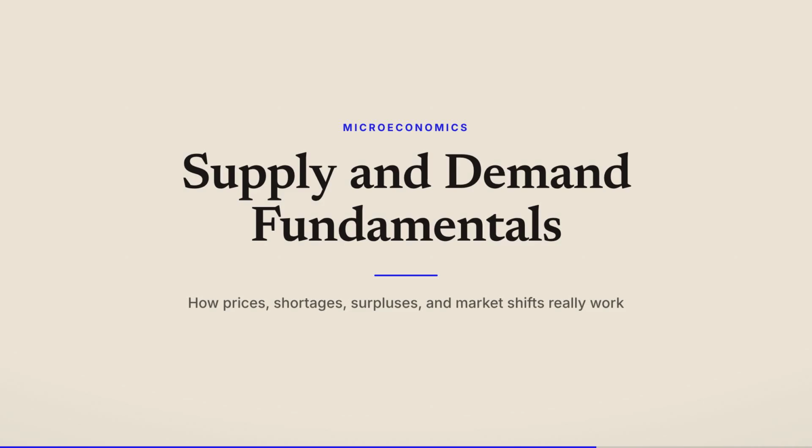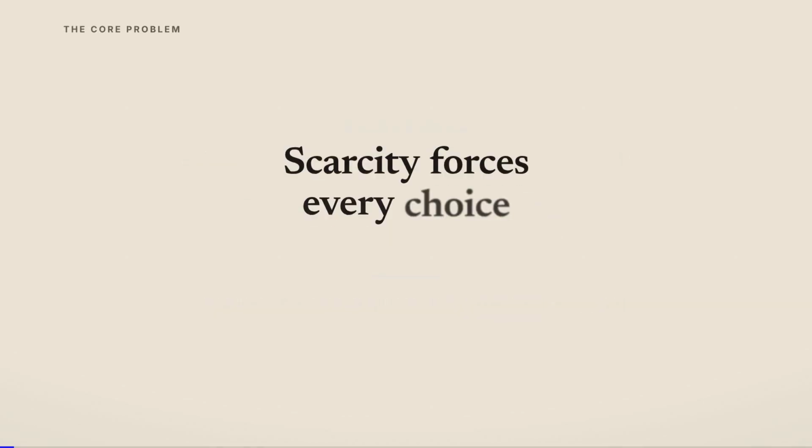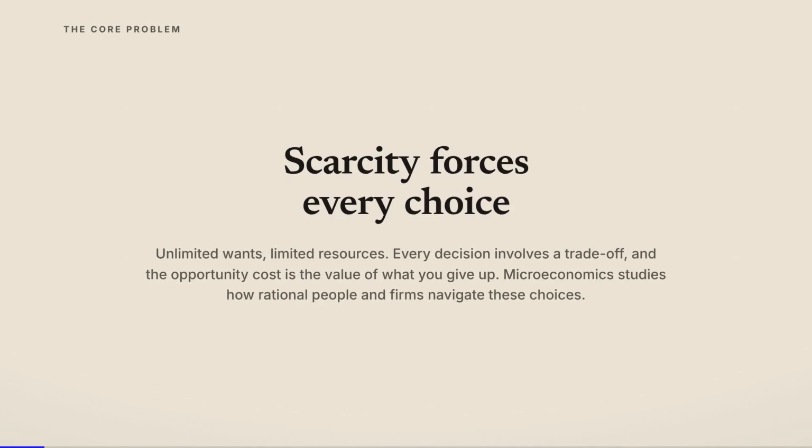By the end, you'll understand why prices do what they do, what happens when there's a shortage or a surplus, and how to predict the effects of market shifts. Here's the fundamental problem that microeconomics tries to solve. We have unlimited wants, but limited resources. That's scarcity. And because resources are scarce, every choice involves a trade-off.